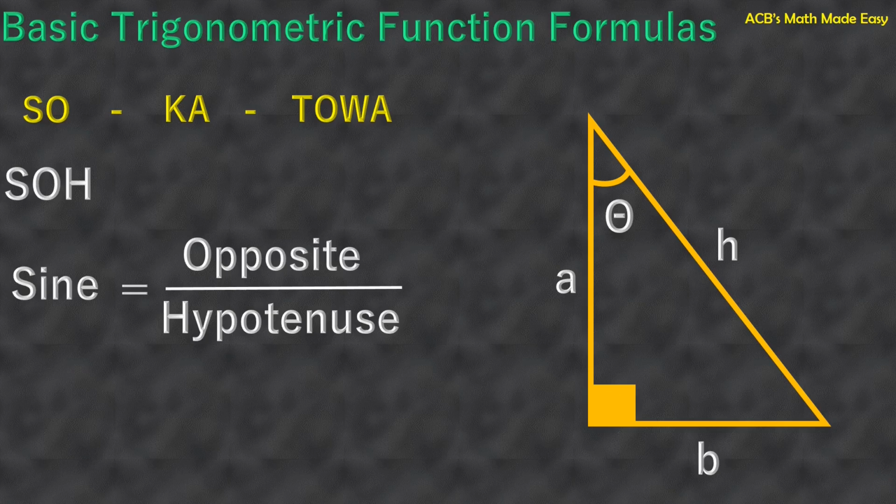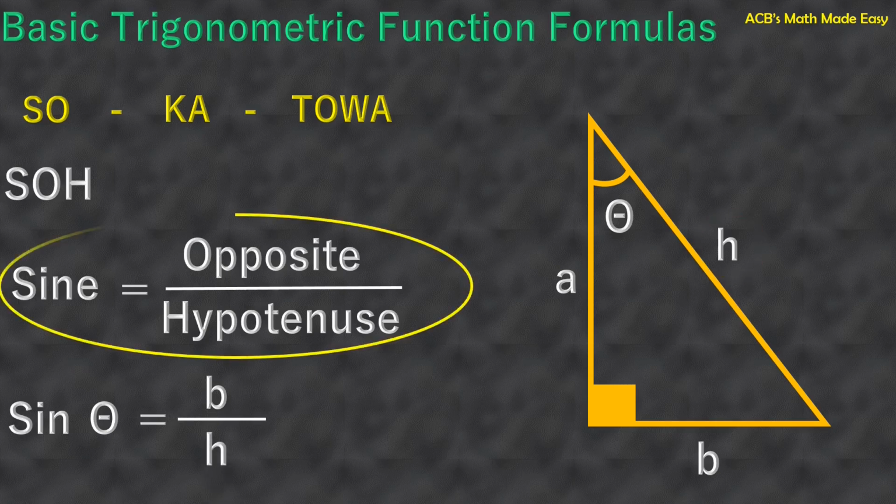We will apply the formula. Sine theta equals, what is the opposite of theta? Yes, B, the base of the right triangle, over, what is the hypotenuse? Yes, hypotenuse is H. You have already memorized the formula of sine. Sine equals opposite over hypotenuse.